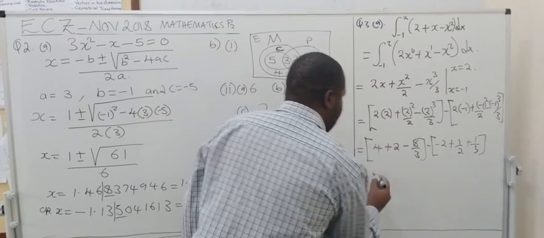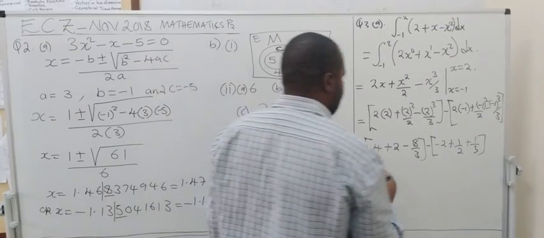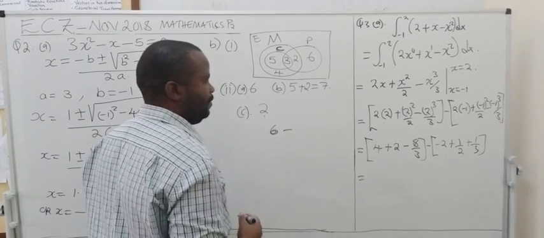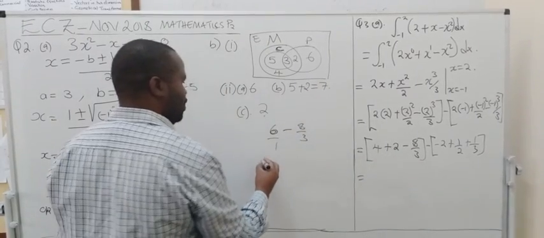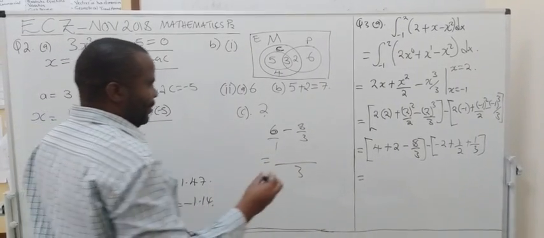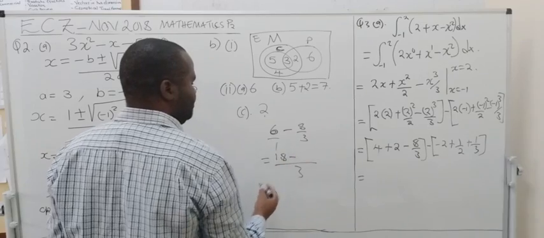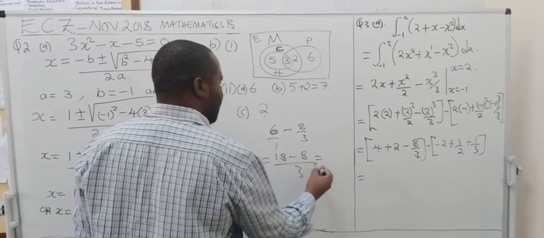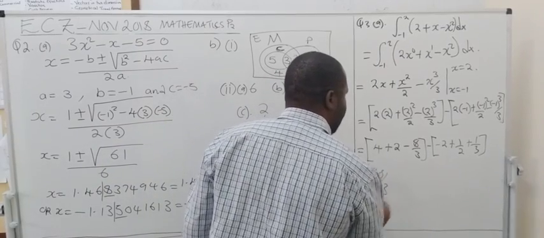Here, you have 4 plus 2 is 6. So we are dealing with 6 minus 8 over 3. This part, work it out. What do we get? This is 3, okay? This is 3 by 6 of 18 minus 1 by 8 of 8. What do we get? 18 minus 8, you have got 10 over 3. So here you have got 10 over 3. Alright.